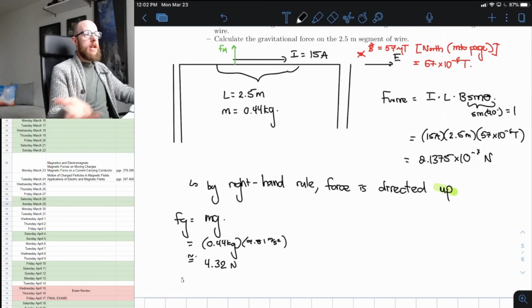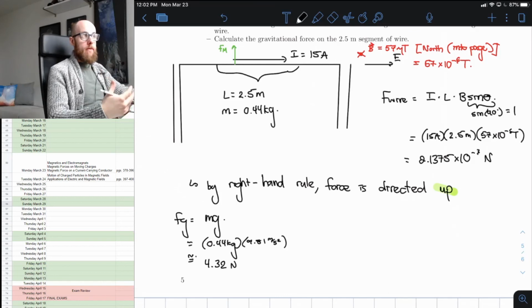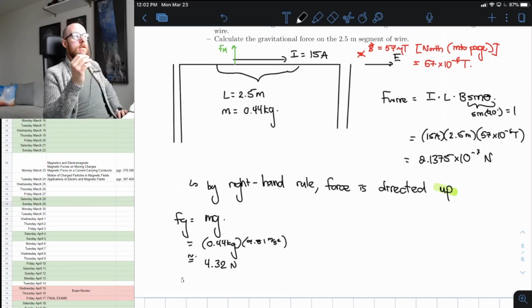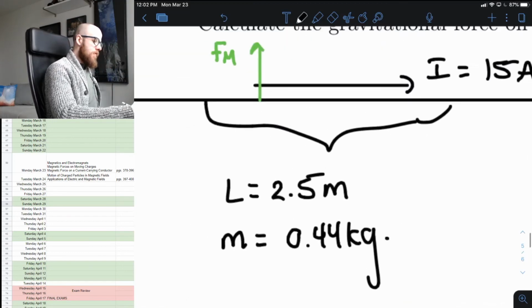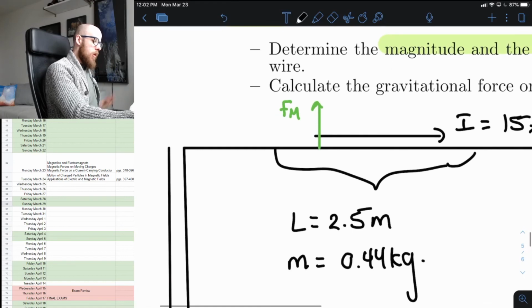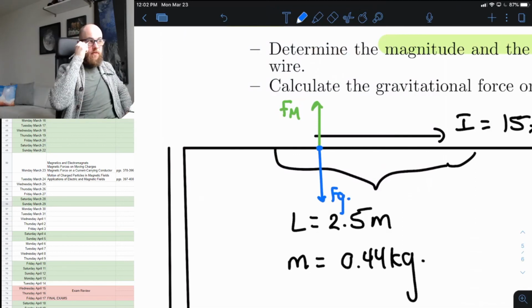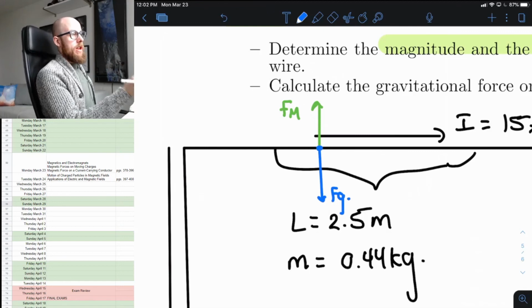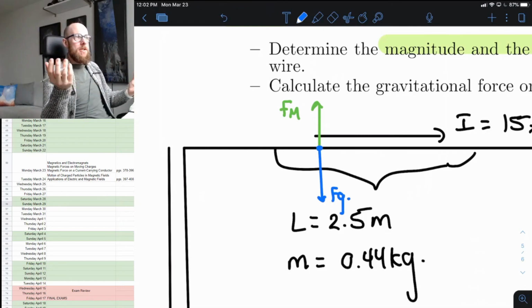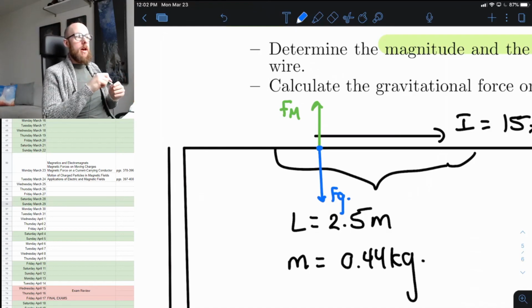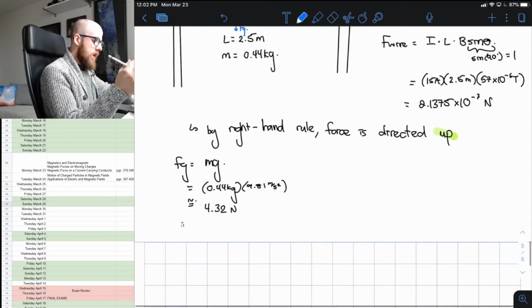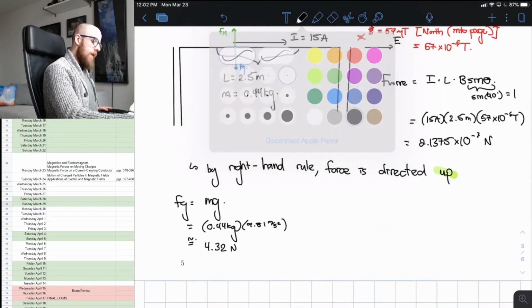We can immediately notice the gravitational force exerted on the wire is way larger than the magnetic force keeping it up. We have a magnetic force holding the wire in the air, but also a gravitational force pulling it down, and the gravitational force is much, much larger. So this wire is not going to magically levitate just due to Earth's magnetic field. We would need a pretty significant current.